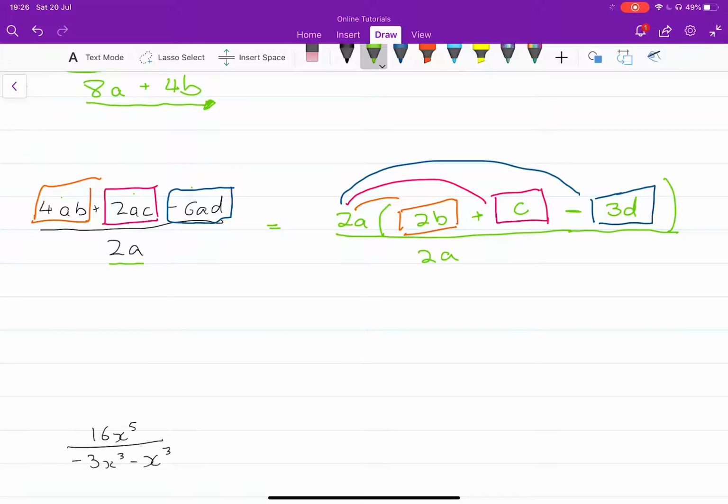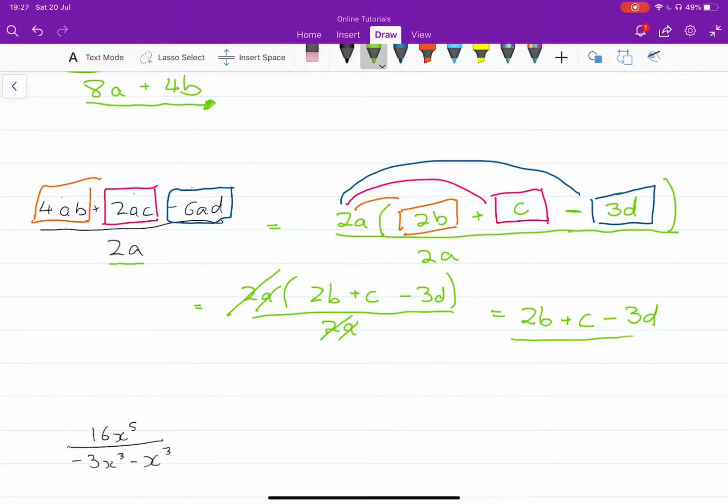Okay, so now what we have is 2a times (2b plus c minus 3d) divided by 2a. We've got 2a at the top and 2a at the bottom, so we can cancel them out. The a's cancel as well. So then what we're left with is 2b plus c minus 3d. And that is our final answer.